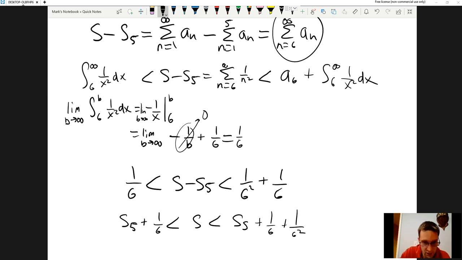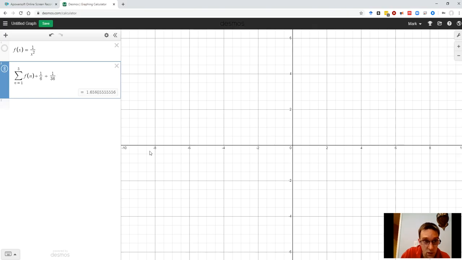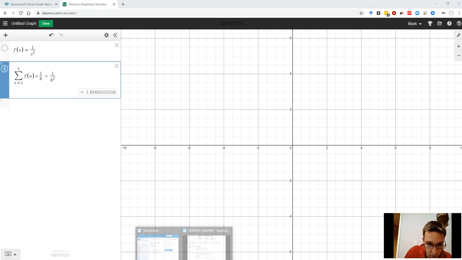And we can compute that with a decimal if we would like. Let me bring up Desmos. So the sum of f of x from the first 5 terms is about 1.4636. And if I add 1/6 to that, I get 1.63028. And if I add another 1 over 6 squared, I get 1.65806. And so I'll switch back to my notepad here.